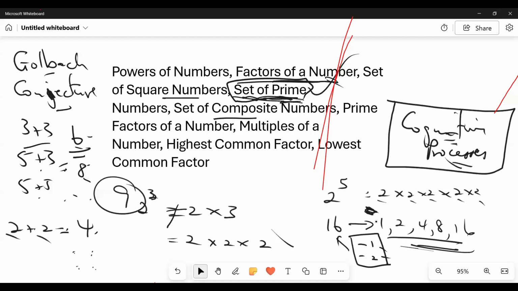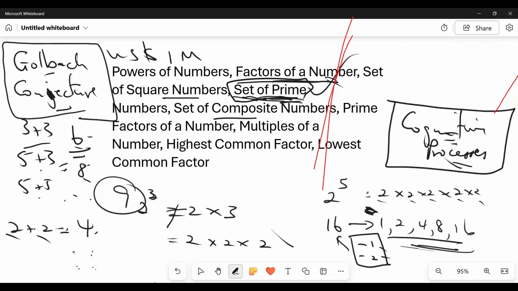You understand? So, yeah. And there's a $1 million prize, 1 million US dollars, if you can prove this conjecture. It's related to prime numbers and even numbers.